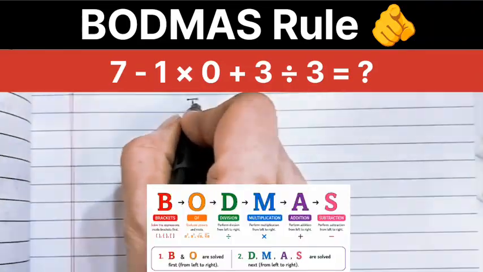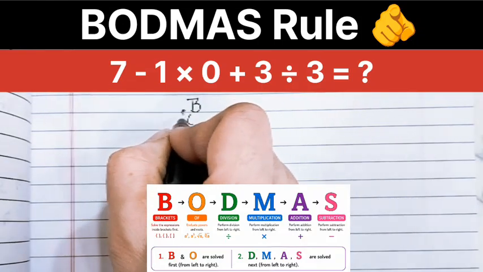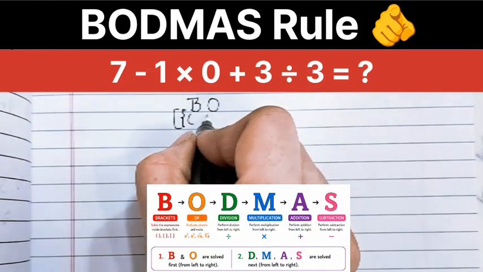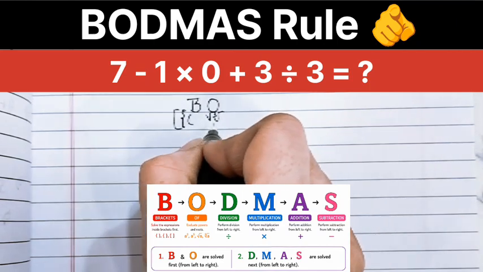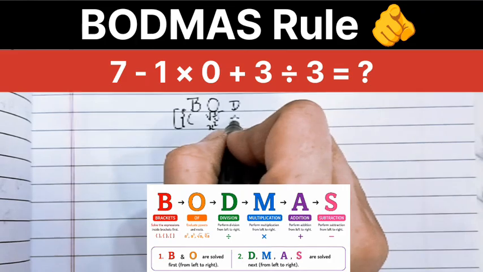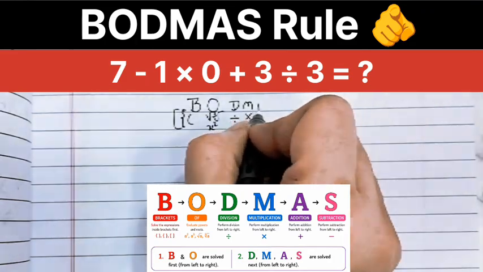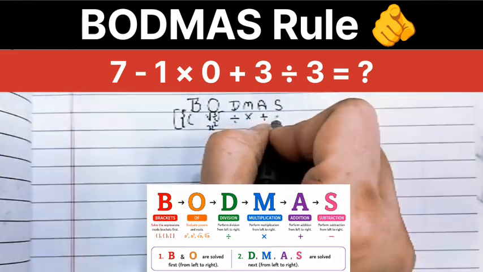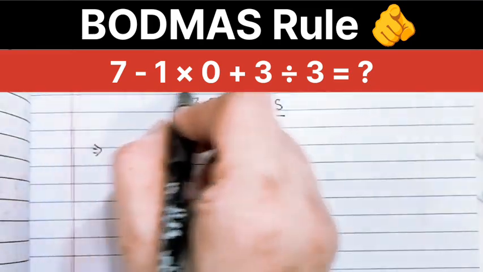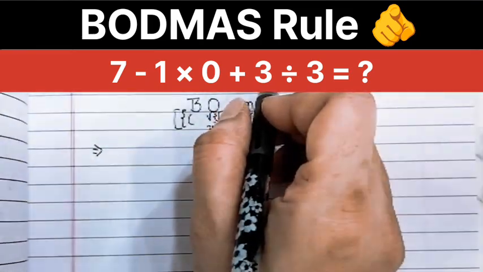The BODMAS rule says first we solve brackets: small brackets, curly brackets, then square brackets. O stands for "of", which we convert into multiplication, and then square roots, cube roots and exponents fall under the O. D stands for division, M stands for multiplication, A stands for addition, S stands for subtraction. Now, using the BODMAS rule, we'll break this expression down with a step-by-step solution.